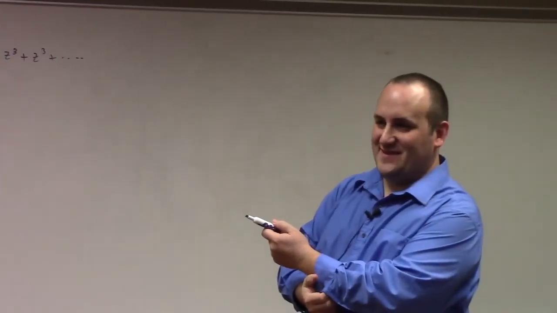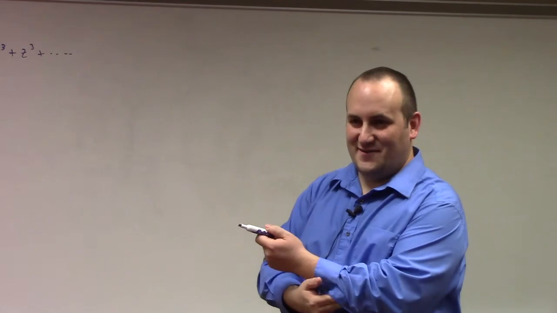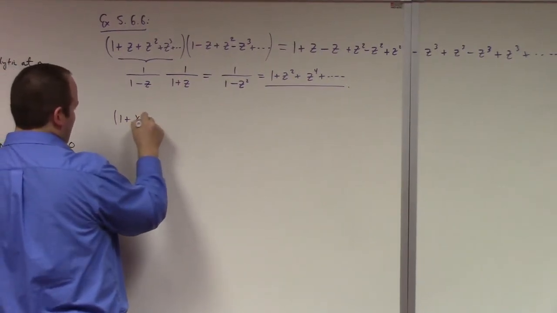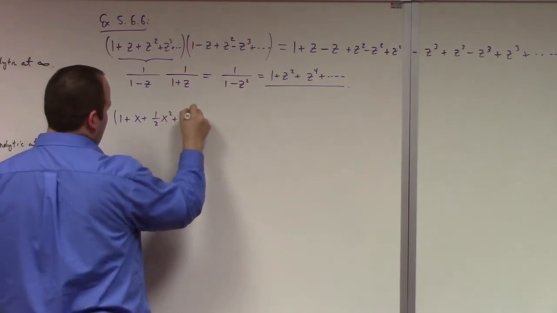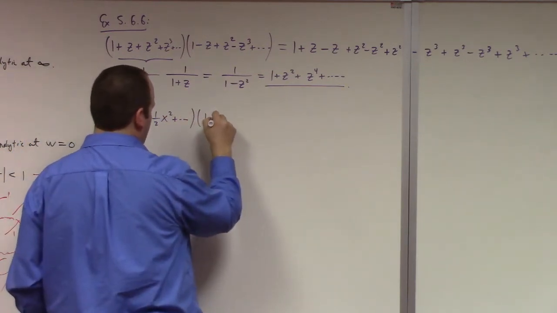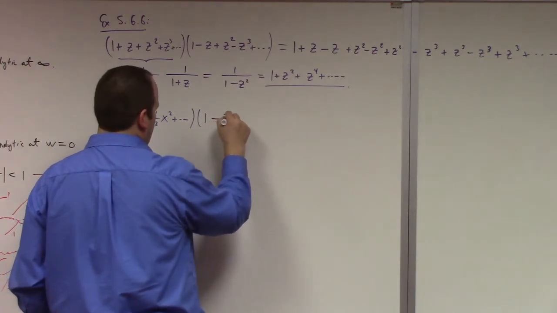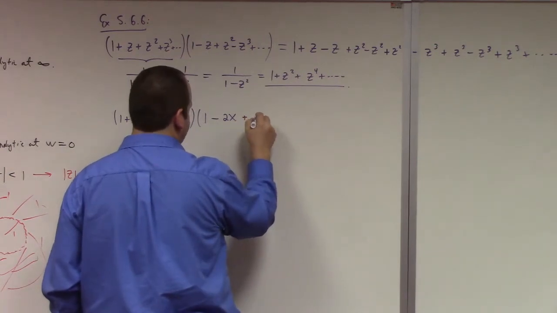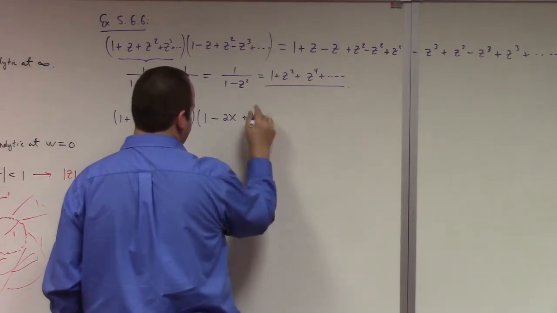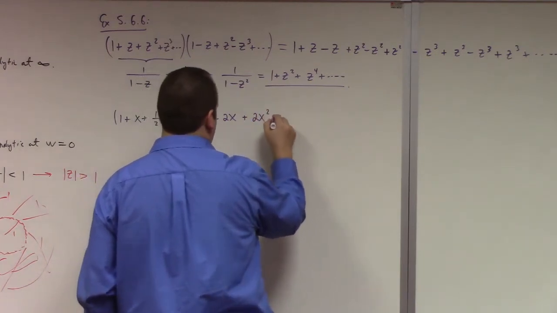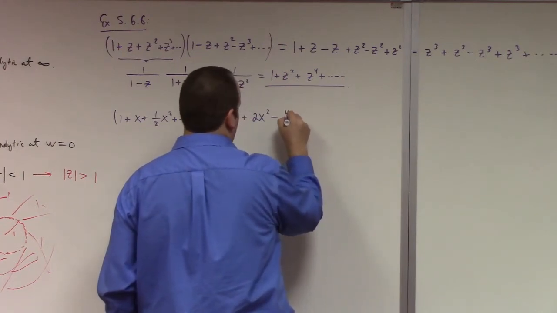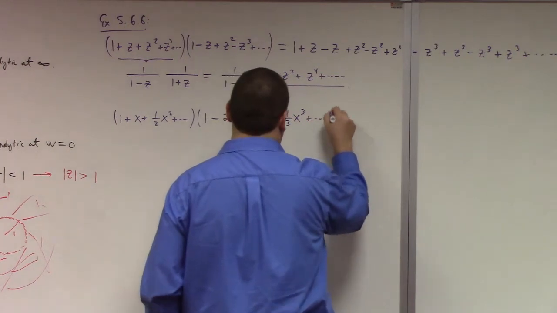Would you like to see more on this theme of jerk questions? Here's another jerky question. Calculate the product of 1 plus x plus 1/2 x squared plus and so on, times 1 minus 2x plus 2x squared minus 4/3 x cubed plus and so on.